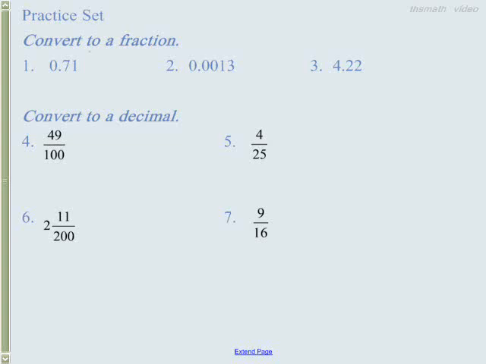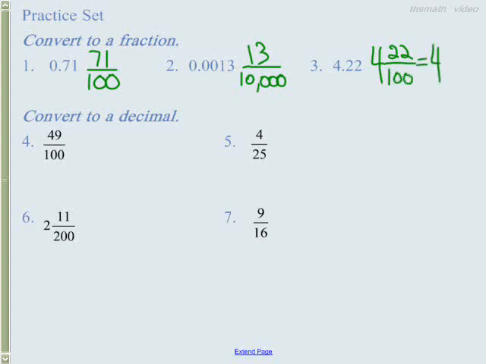This number here is 71 hundredths, so I just write 71 over 100. And number 2, the 3 is in the 10 thousandths place, so that's my denominator, 10,000, and I write 13 up above in my numerator. And in number 3, my whole number is 4. It's 4 and 22 hundredths, and that could be reduced to 4 and 11/50ths. Number 4 is a friendly fraction, 49 hundredths. I write it just as it sounds, 49 hundredths.